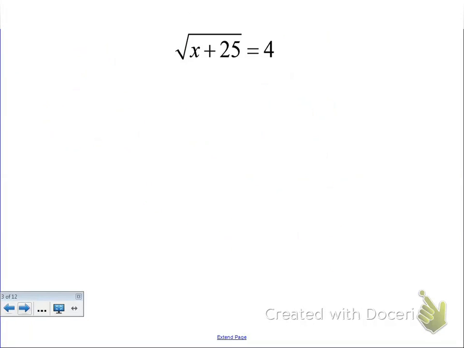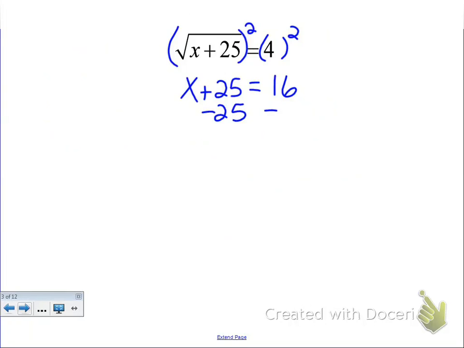Next problem is the square root of x plus 25 equals 4. So hit pause, see if you guys can try this one on your own. Welcome back. Because this is being square rooted, we want to square both sides to do the inverse operation. So we are left with, on the left-hand side, x plus 25. On the right-hand side, 4 squared is 16. We want to subtract 25 from both sides. We are left with x equals negative 9.